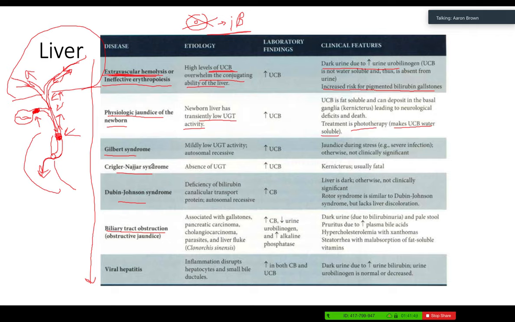Now it's going to be backed up from inside the hepatocytes into the blood, right? Hepatocytes are not going to want to keep it, so they're going to be dumping it into the blood. We're going to be having backup of indirect bilirubin, okay? And so this is our biliary tract obstruction.